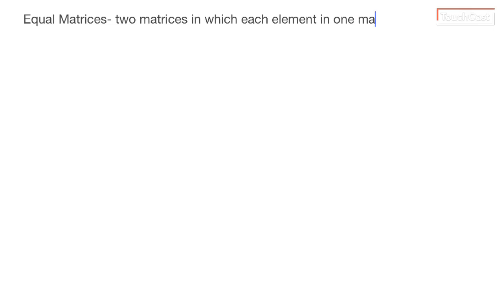Alright, let's take a look at what our next topic of the day is. We're looking at equal matrices. We define equal matrices as 2 matrices in which each element in one matrix is equal to the corresponding element in the other matrix.